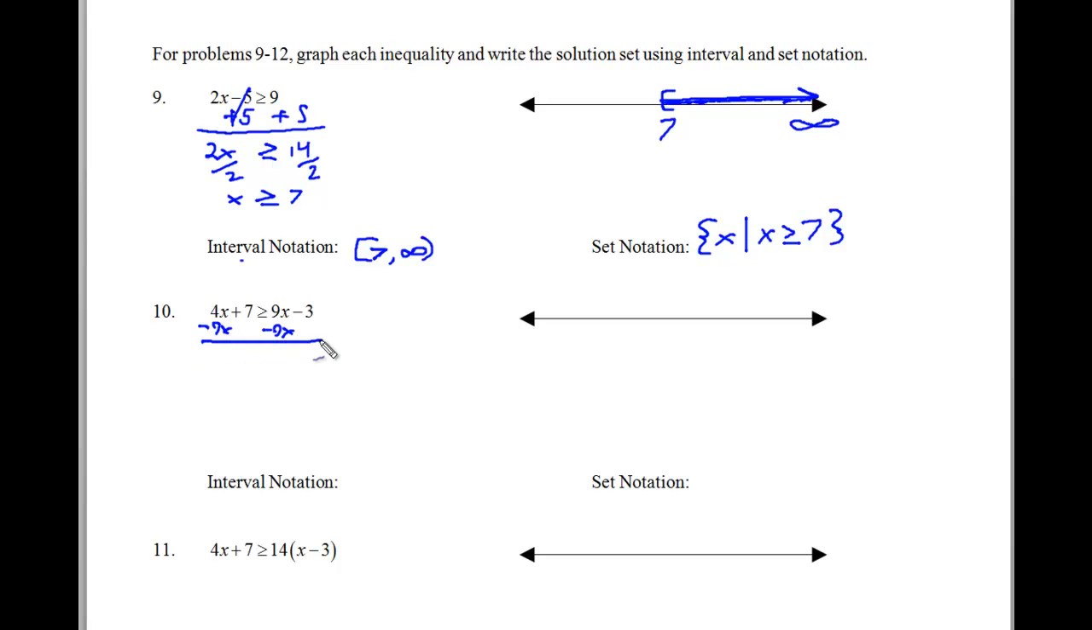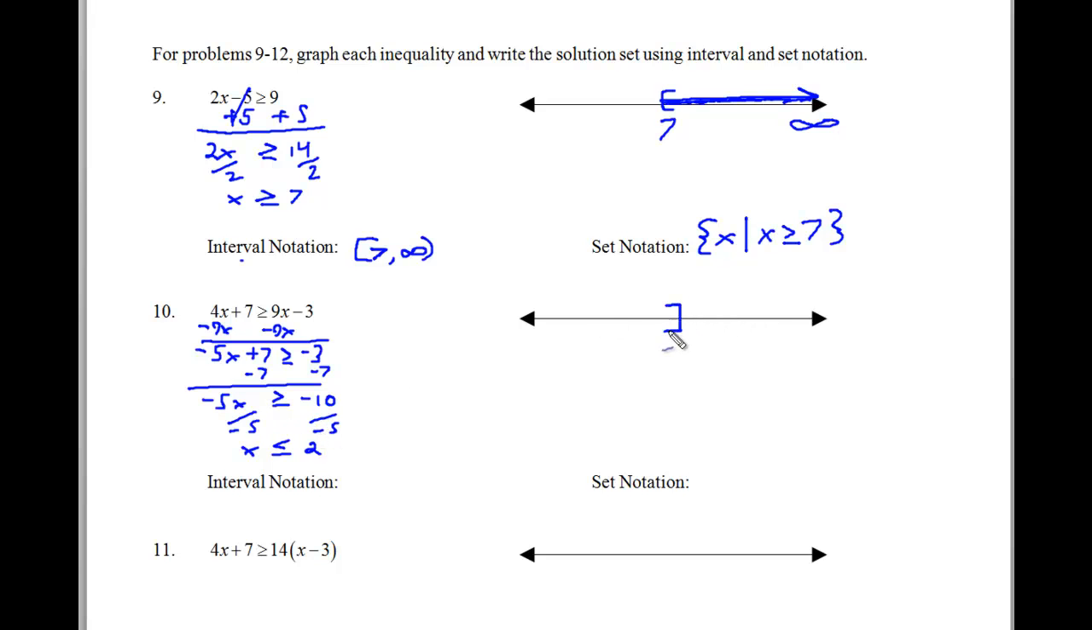And so what we have here is negative 5x plus 7 is greater than or equal to negative 3. We're going to then subtract the 7 from both sides. And so what we have here is negative 5x is greater than or equal to negative 10. Dividing both sides by negative 5, x is less than or equal to 2. And the reason why we flip the symbols is that we divided by a negative.